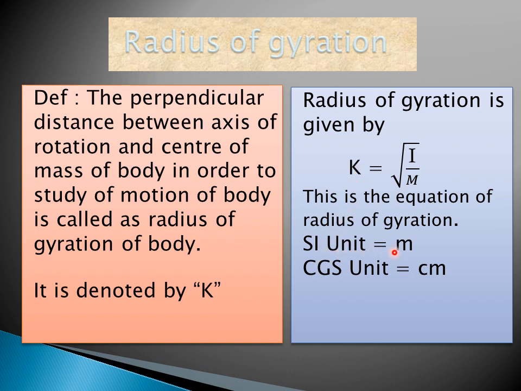SI unit of radius of gyration is meter and CGS unit is centimeter, because it is a distance, perpendicular distance between axis of rotation and center of mass of body. So see the next.